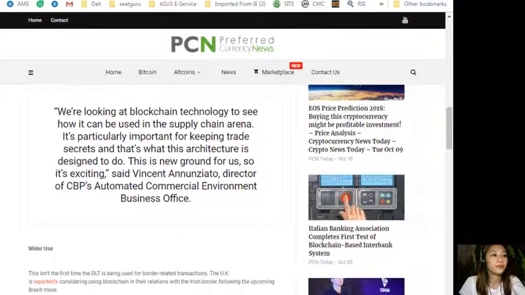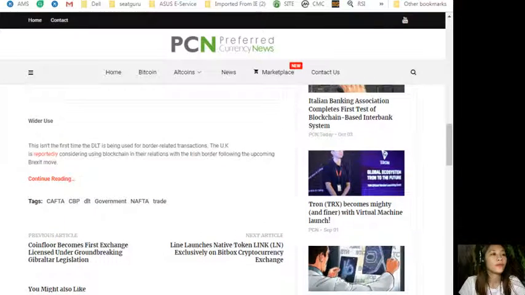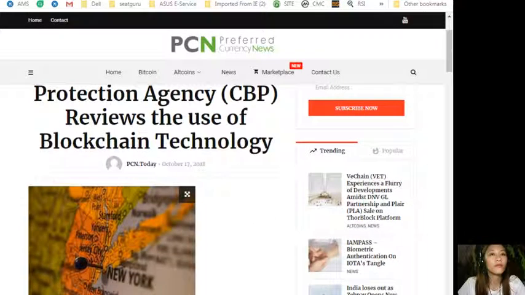Wider use. This isn't the first time the DLT is being used for border-related transactions. The UK is reportedly considering using blockchain in their relations with the Irish border following the upcoming Brexit move. In addition, supply chain giant DHL is also exploring the possible uses of blockchain, even going as far as to open a research center for the purpose.